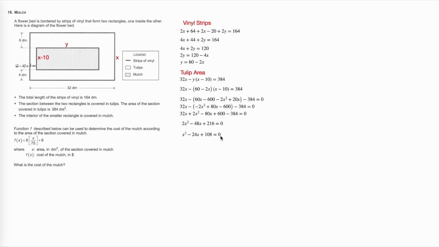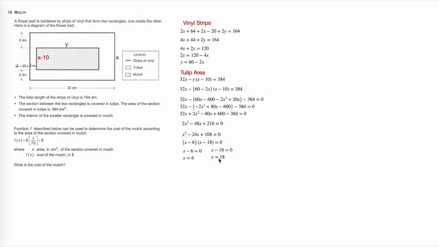You can use your quadratic formula here. I was looking for the factors of 108 that would add up to give 24, and that's 6 and 18. They are both the same sign, and they're both negative. x minus 6 times x minus 18 is equal to 0. That means x minus 6 is equal to 0, which is x is equal to 6. Over here, x minus 18 is equal to 0. x is equal to 18. When x is equal to 6, we have 6 take away 10 is negative 4. That doesn't make sense. x must be 18.